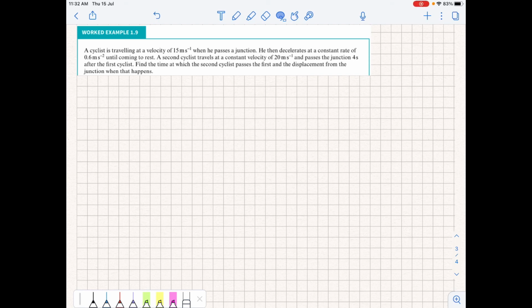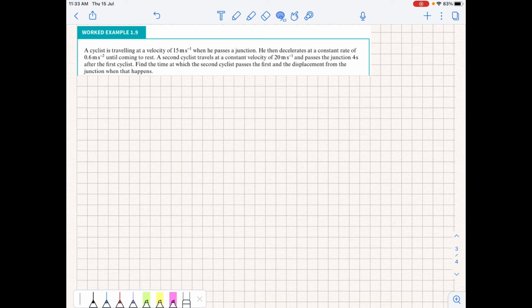In this example, we are going to look at two cyclists. One is cycling at a velocity of 15 meters per second and then passes a junction. Then he decelerates at a constant rate of 0.6 meters per second squared until he comes to a rest. A second cyclist travels at a constant velocity of 4 meters per second and passes the junction 4 seconds after the first cyclist. In other words, at the time that the first cyclist passes the junction, the second cyclist is behind the first cyclist. Okay?